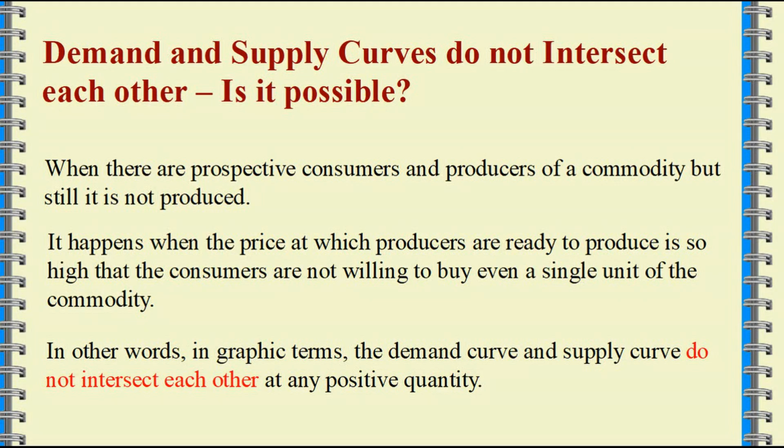In this case, the demand curve and supply curve do not intersect each other at any positive quantities, because the price is so high that consumers are not willing to buy a single unit of the commodity. This may not be realistic, but this is the condition under which demand and supply curves do not intersect. Let us see what it looks like.